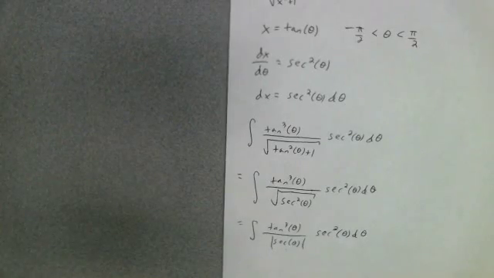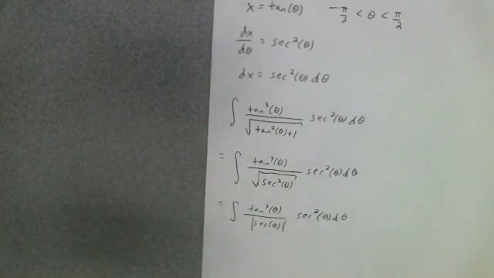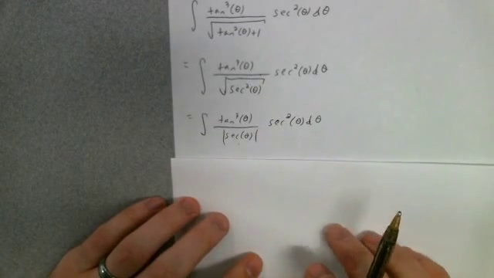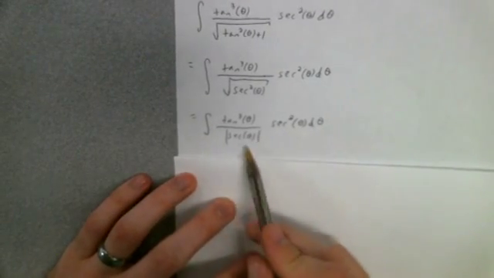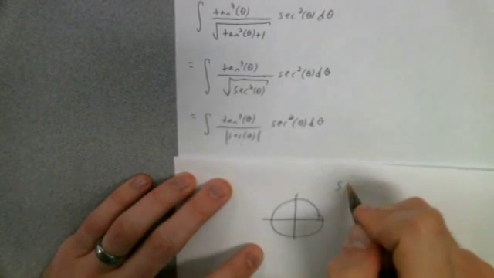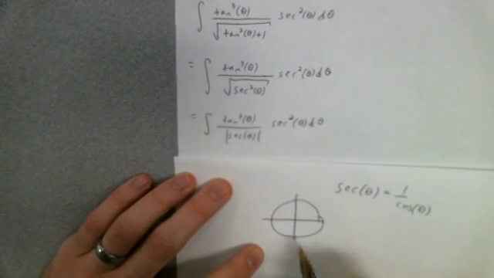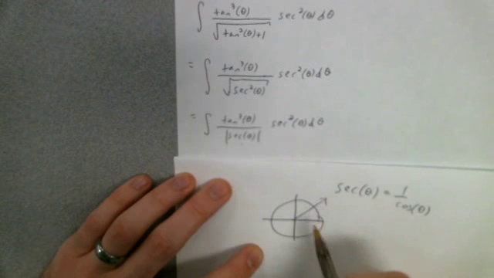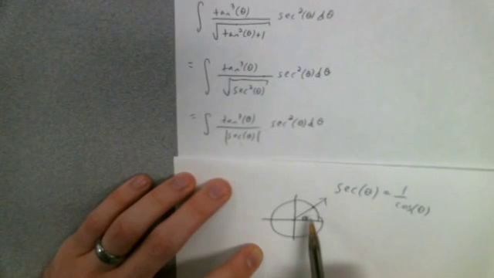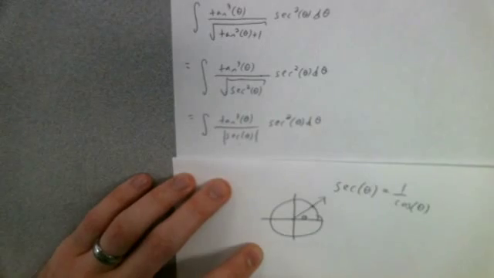Well, let's go back to our graph of tangent. Actually, we won't go back to the graph of tangent. We'll just draw the unit circle. So we'll say, okay, absolute value of secant theta. Well, what's going on with that? Let's draw the unit circle. Remember, secant is just 1 over cosine. So if we draw some angle theta, what's going on with its secant value? Cosine is the x-coordinate there on the unit circle, so secant is 1 over that x-coordinate.